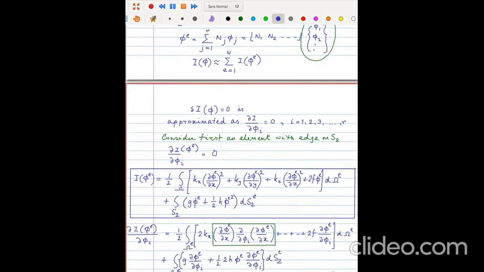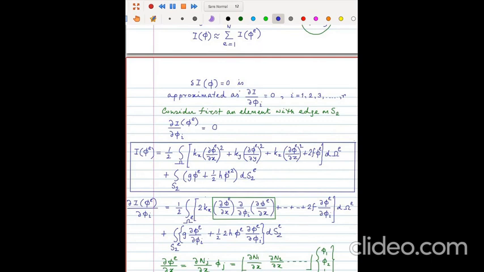Now in derivation of finite element equations, you take this I as the summation of I over all elements, and if you take this variation to be 0, then you get the finite element equations. That means you have to not approximate it as, so let me remove this. So if this is 0, then this is 0. If this is 0, this implies that this is 0, which you have seen in the one-dimensional case.